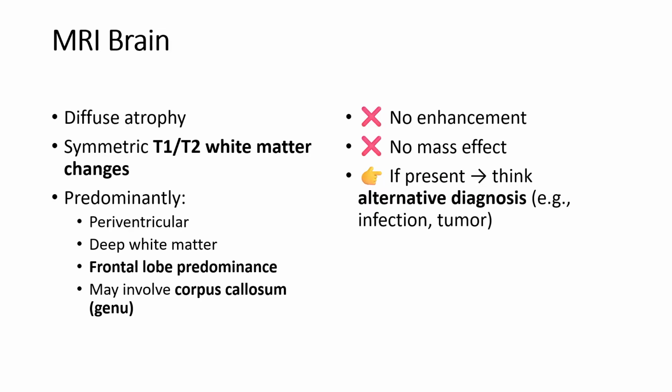MRI brain shows diffuse atrophy, symmetrical T1 and T2 white matter changes, predominantly in the periventricular deep white matter, frontal lobe, and may also involve corpus callosum genu. There is no mass effect and there is no enhancement. If there is any, then think of alternative diagnosis like infection or tumor.